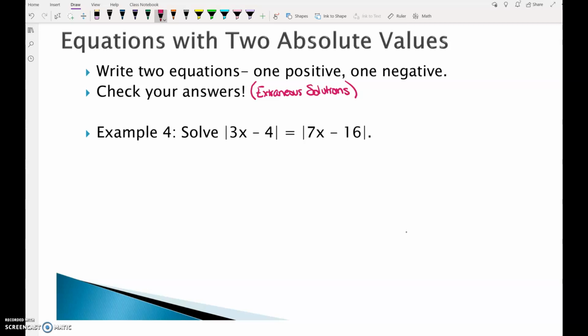Okay, this example is different for two reasons. There's an x on the right side, and there's absolute value on both sides. Your first equation is going to look exactly like your original equation, just without the absolute value bars. So don't change anything on the first equation. Stuff equals stuff. 3x minus 4 equals 7x minus 16.